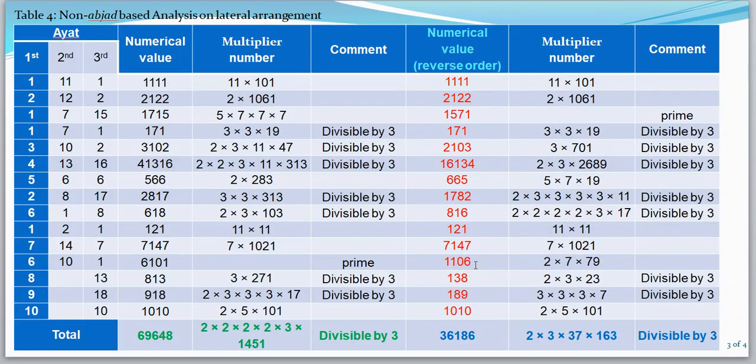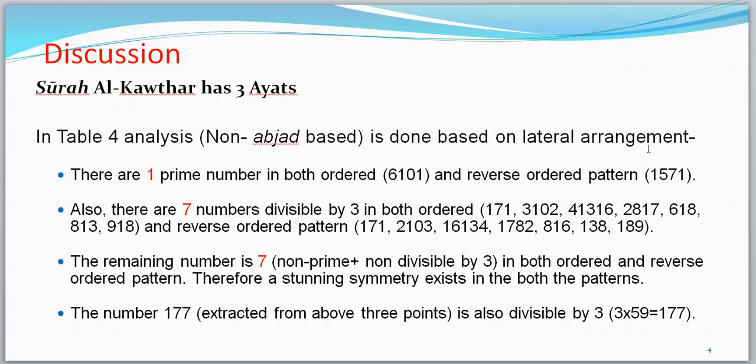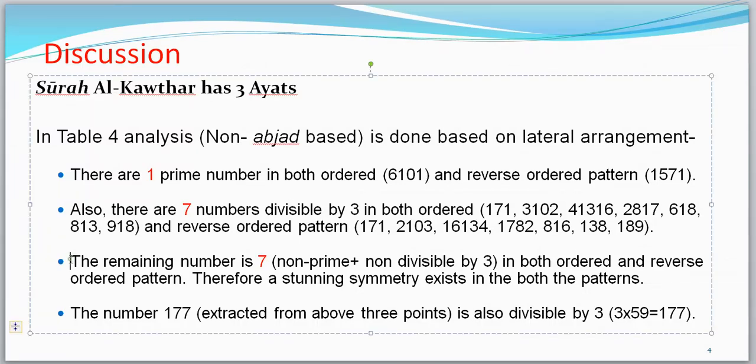If we go to the comment section, we see number 1, 2, 3, 4, 5, 6, 7. Here is also 1, 2, 3, 4, 5, 6, 7. So this is outlined here. The remaining number is 7. That means non-prime plus non-divisible by 3 in both ordered and reverse ordered pattern.